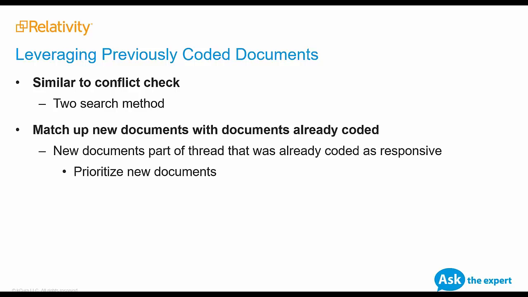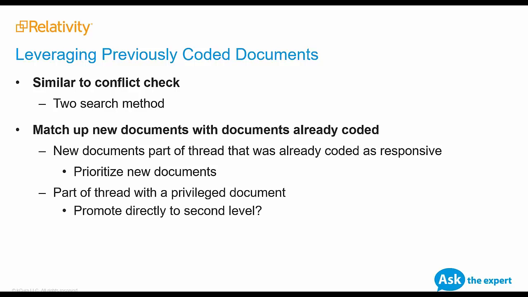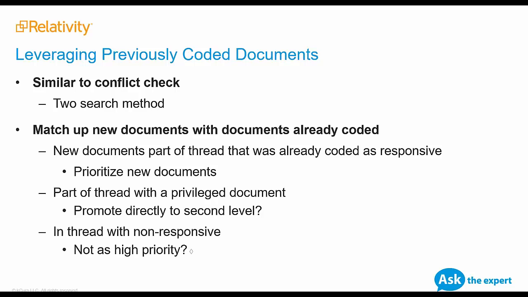We want to find the new documents that are part of a thread that was already coded, ideally as responsive, to prioritize those. If new documents are part of a thread with privilege, maybe we'll promote those directly to second level or the priv review team. If the new documents are in a thread that was only non-responsive, maybe we can deprioritize those.